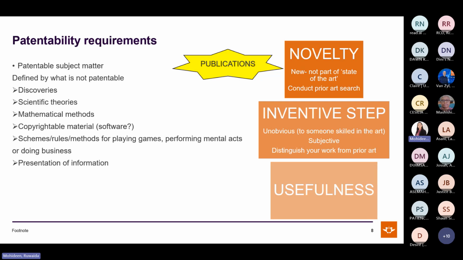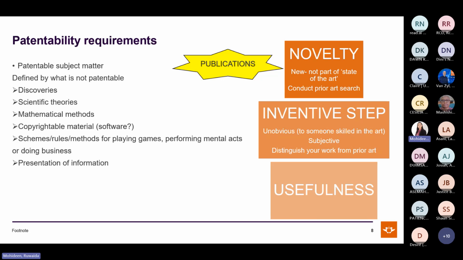So step one, it has to be patentable subject matter. So you can't just patent anything. And how we consider that is we look at things that are not patentable, such as, for example, discoveries of existing minerals, scientific theories, mathematical methods, methods of presentation, methods of playing games or board games, presentation of information. I think I covered that.